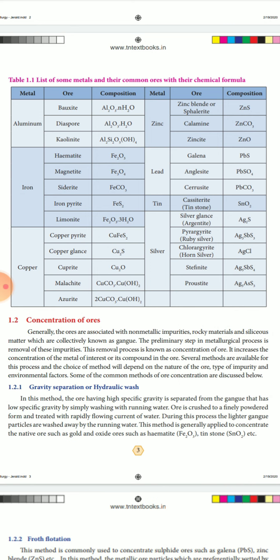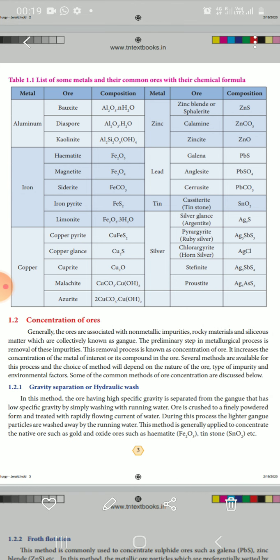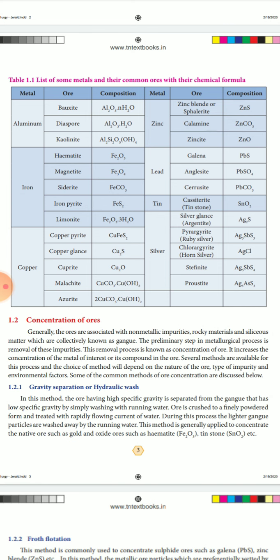So we pour the water on the metals and the lighter impurities are removed. Then continuously we can apply hot water and hot air to remove the dust particles, that means lighter impurities. Gangue particles are washed away by the running water. This method is generally applied to concentrate native ores such as gold and oxide ores such as hematite and tin stone. These are all separated by gravity and hydraulic wash.